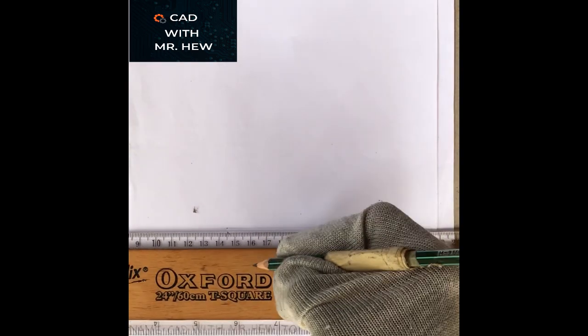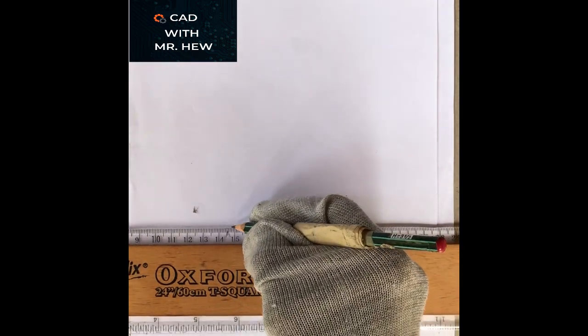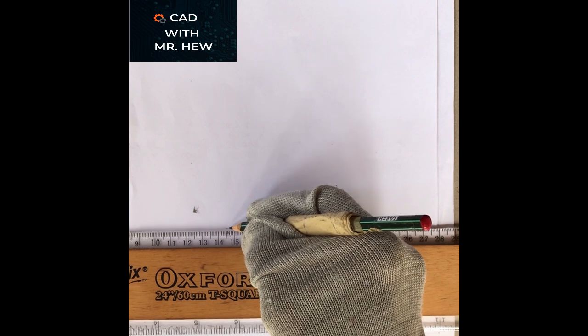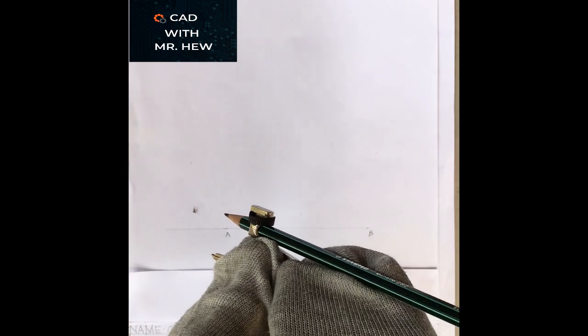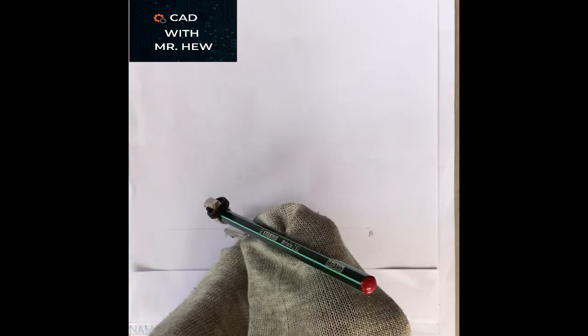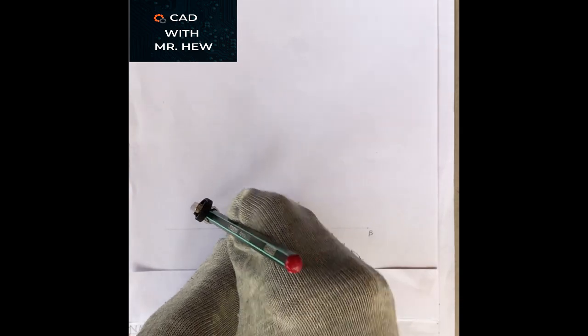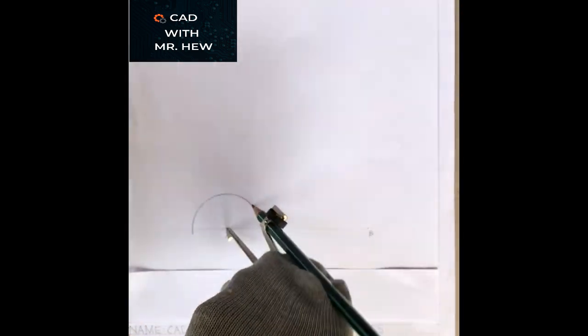So what we're going to do, we're going to extend the line to the left of A because we'll be constructing the 90-degree angle using our compass at A. So we need to extend the line to the left of A. We're going to open our compass to any radius, about 2 centimeters. I'm going to mark a semicircle to intersect the baseline.